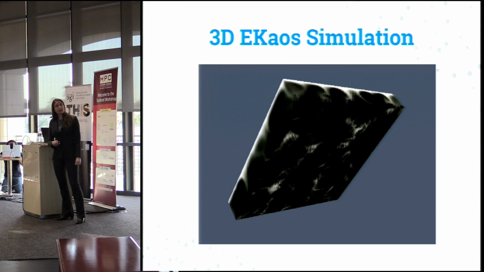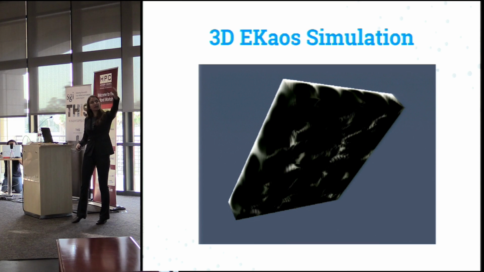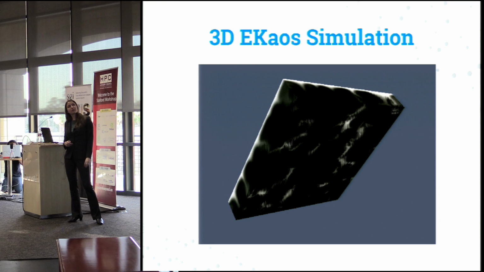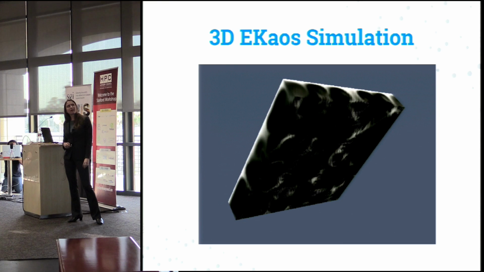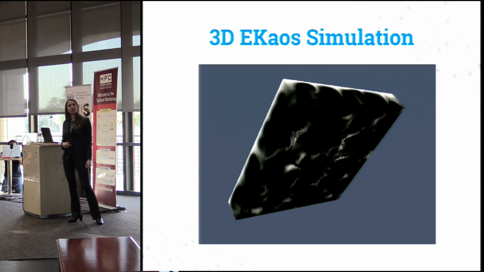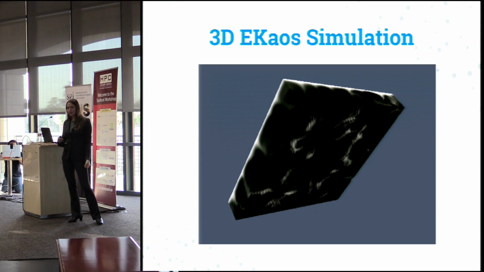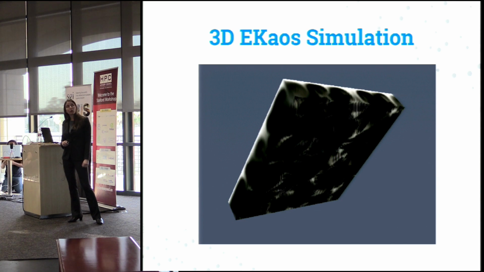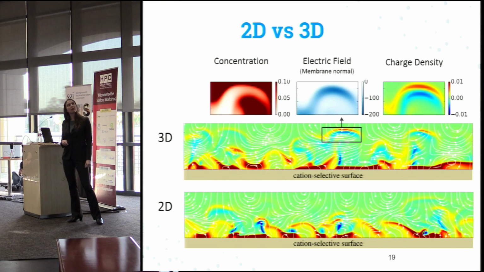So here we have our 3D EKaos simulation. What we're looking at is this plane here is the membrane surface. White, again, indicates high salt concentration. Black indicates depletion. And so what we see is that the majority of this membrane surface is actually areas of very low salt concentration. You see that most of the area is dark. And so again, this brings up the question of, well, what ways can we engineer one of these membranes so that we can get more white areas, which means that we're increasing the throughput of salt through that membrane.